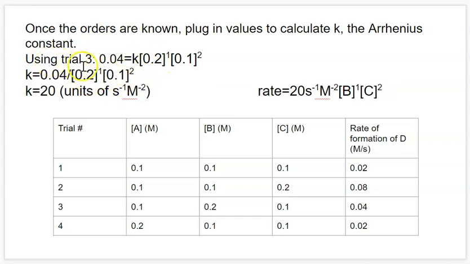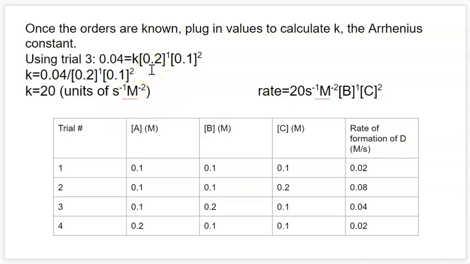So for trial 3, I plug in everything into my rate law. The rate was 0.04 molar per second. I'm solving for K. I had a starting concentration of B of 0.2 raised to the first power because B is a first order component. And then C, I plug in 0.1 as my starting concentration, and I raise it to the second power because we determined that C is second order in the reaction. And if I plug this all in and solve for K, I end up getting a value of 20 for K. And I've assigned it units of inverse seconds and inverse square molar.